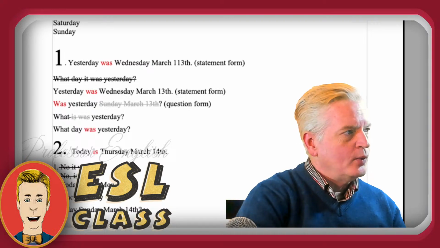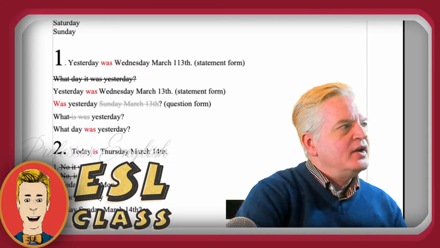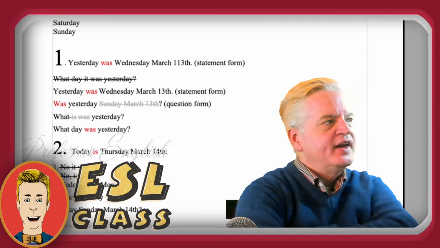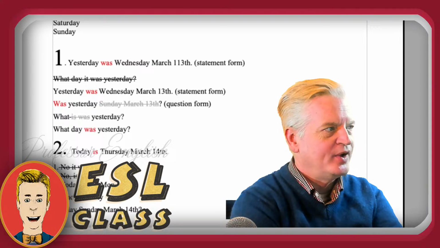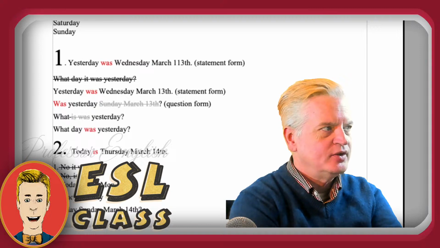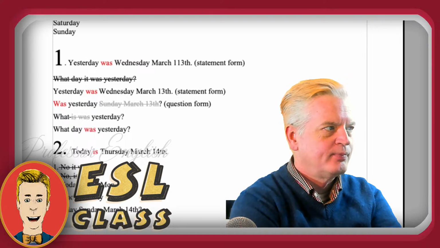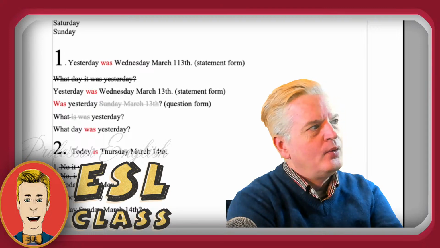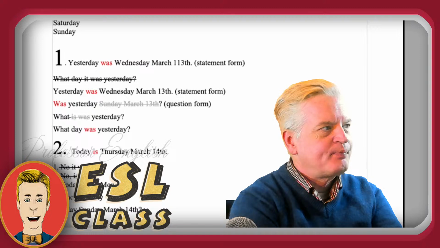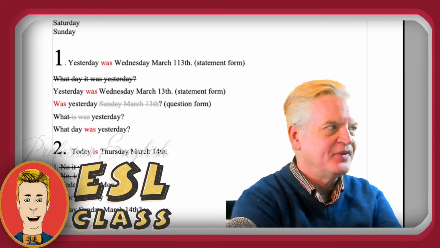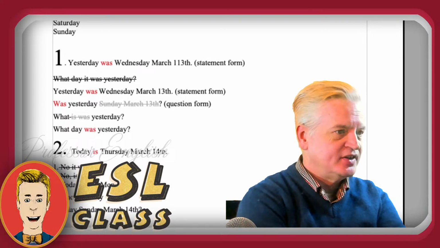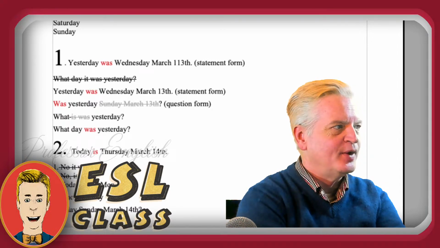Now, my student, when we were doing this the other day, she made some mistakes. And the first mistake we can see here is what day it was yesterday. Can you identify the problem with that question? What day it was yesterday? We have it and day are representing the same thing. So you can say what day was yesterday or what day was it if you want, but you can't say both of them.